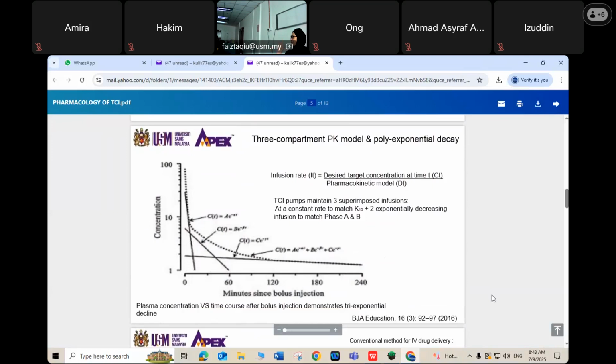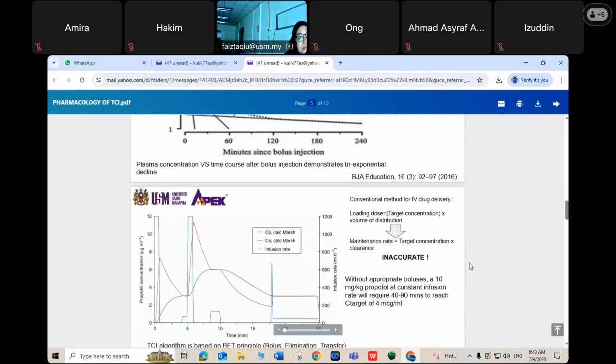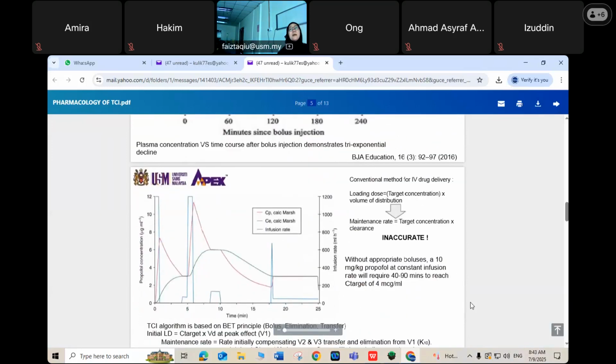Okay. But what it considers is the clearance from the central compartment. The K10. Okay, can you see? K10, yeah. Then, these two, A and B, are the intercompartmental transfer. Okay, including the redistribution. Redistribution to where? To other compartments, right? Okay, so this is how the maintenance rate is calculated. Okay. So this one looks difficult, but actually it's not.